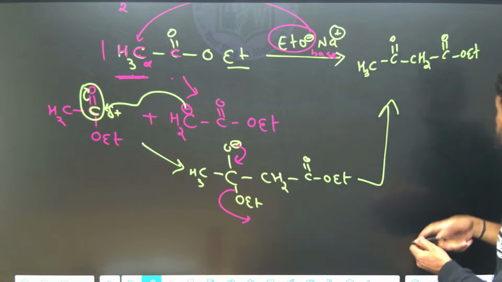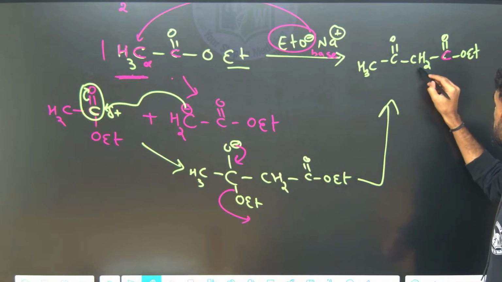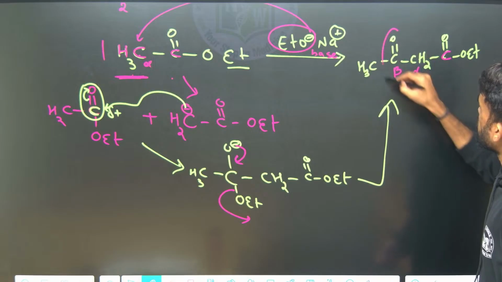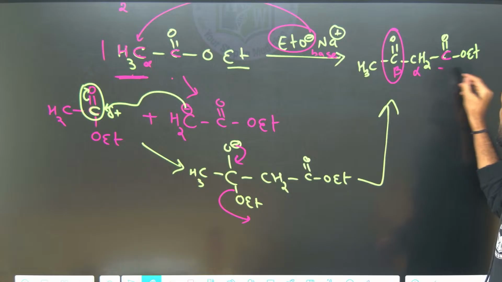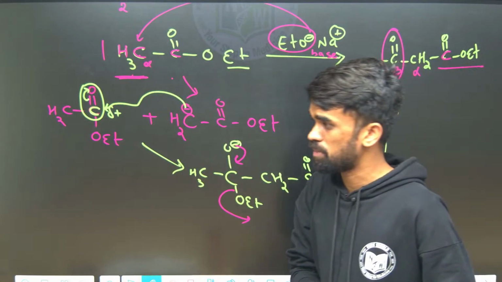See, with respect to this ester carbon, this is alpha, this is beta. So we have a keto group at the beta position. So it is a beta keto ester, this is the ester group, this is the keto group. So we can say a beta keto ester formation is taking place.